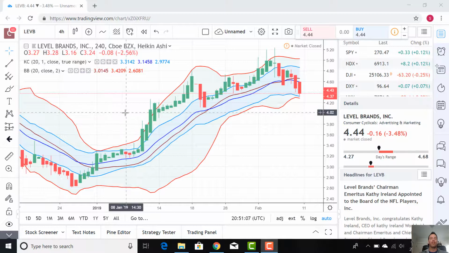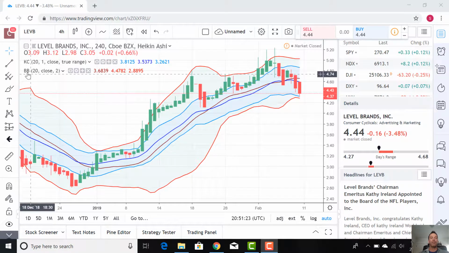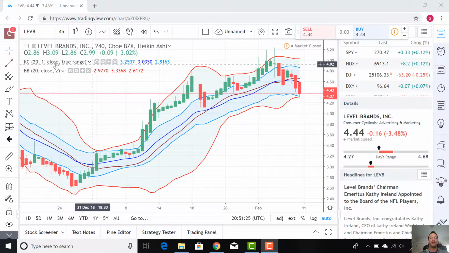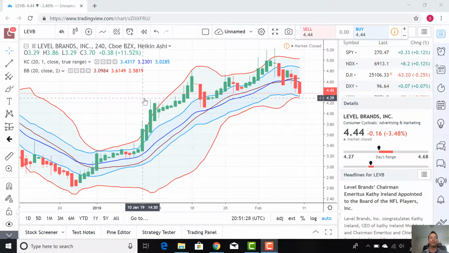Today we're looking at two things, and we want to get a good understanding of the difference between two indicators we've talked about before, Keltner channels and Bollinger Bands. You can see both of these are channel type indicators. Here I have the Bollinger Bands shown in red and the Keltner channels shown in blue.